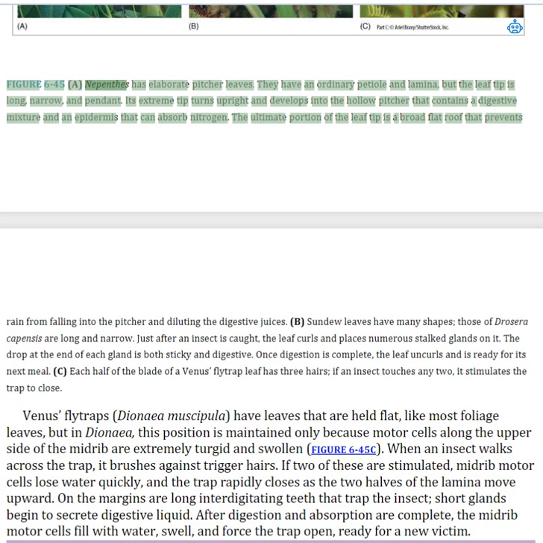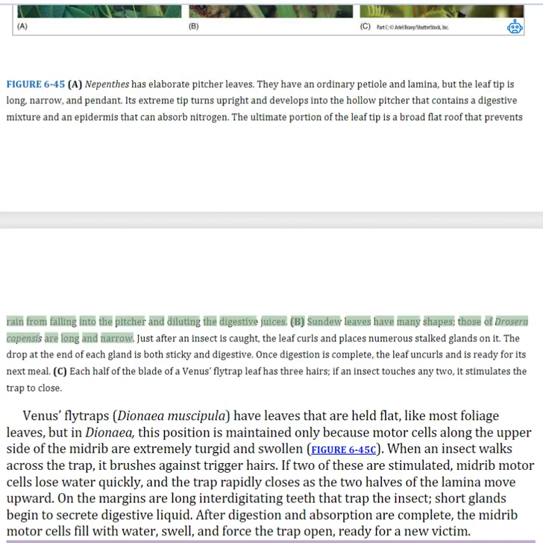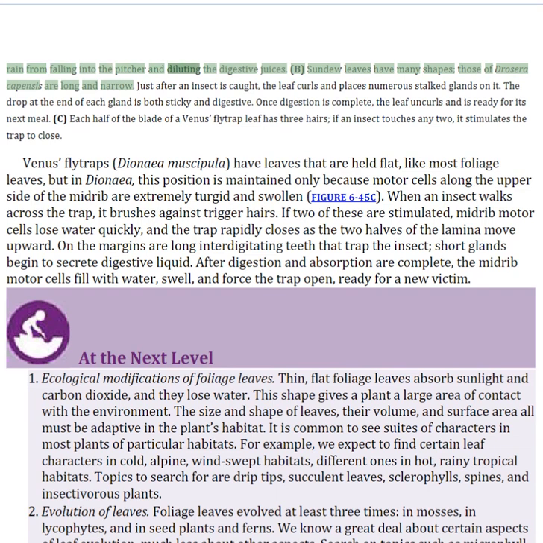Figure 645: Nepenthes has elaborate pitcher leaves. They have an ordinary petiole and lamina, but the leaf tip is long, narrow, and pendant. Its extreme tip turns upright and develops into the hollow pitcher that contains a digestive mixture and an epidermis that can absorb nitrogen. The ultimate portion of the leaf tip is a broad flat roof that prevents rain from falling into the pitcher and diluting the digestive juices.